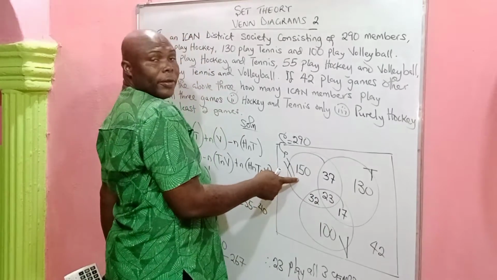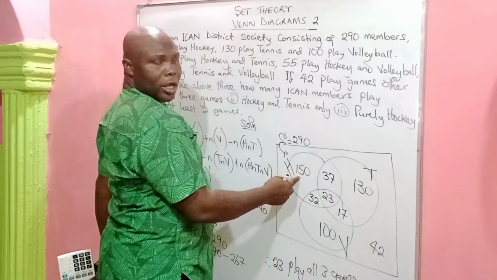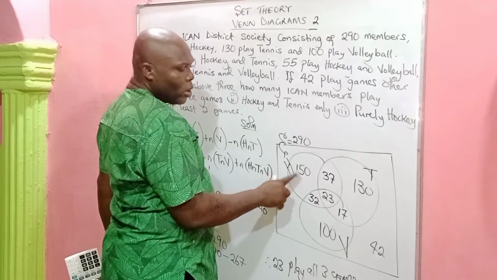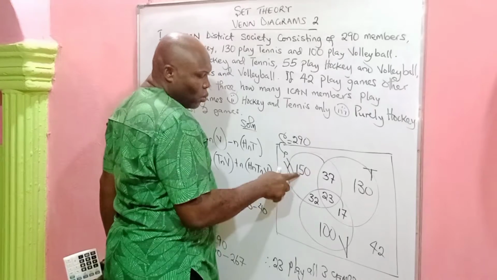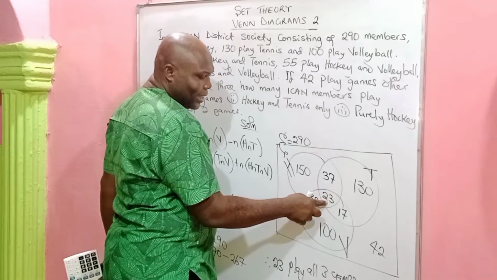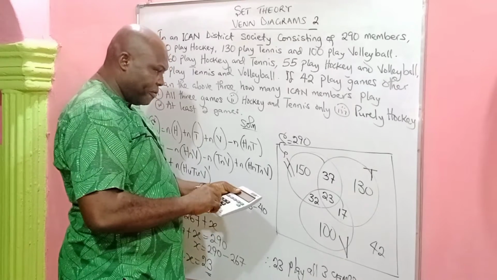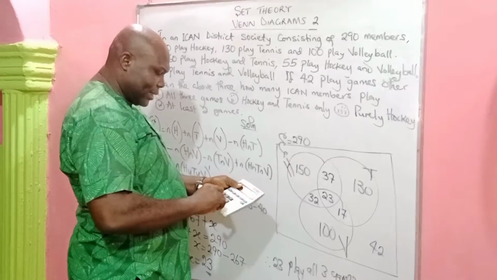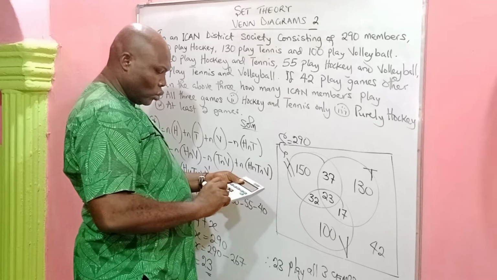So for us to have purely hockey, we are going to say 150 minus this, and this. 150 minus 37, 23, 32 will give us what will be purely here. So let's do that. 150 minus 37 minus 23 minus 32 will give us purely hockey, and that will be 58. So therefore purely here we are having 58.